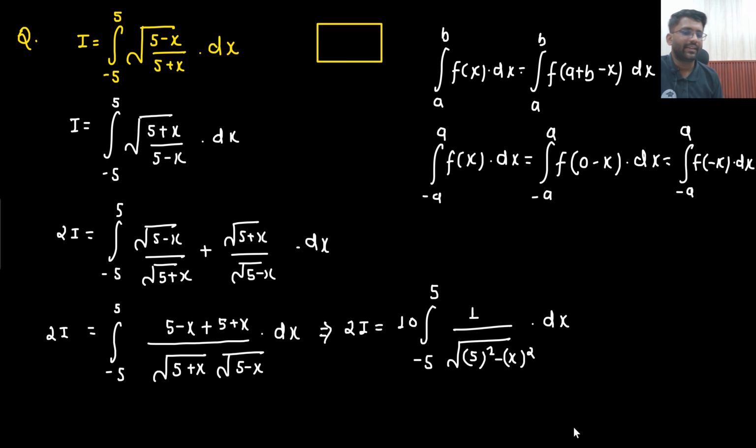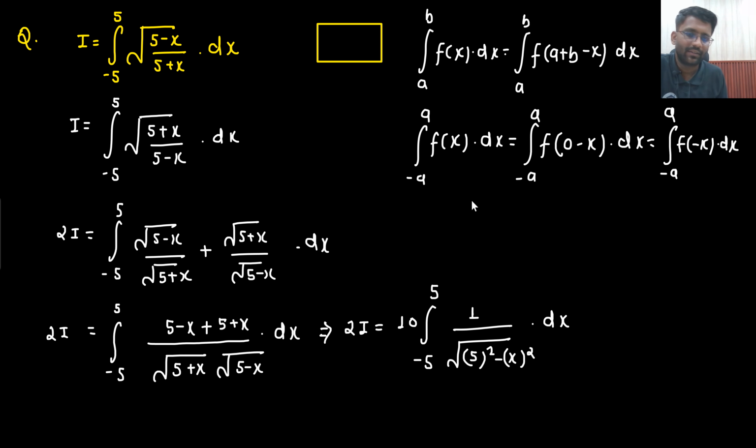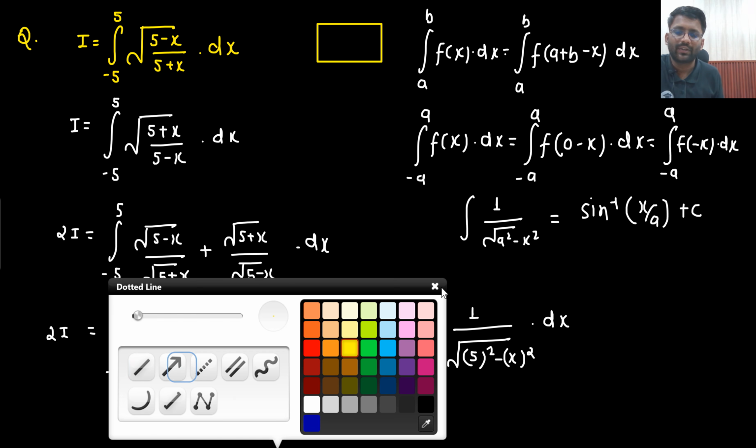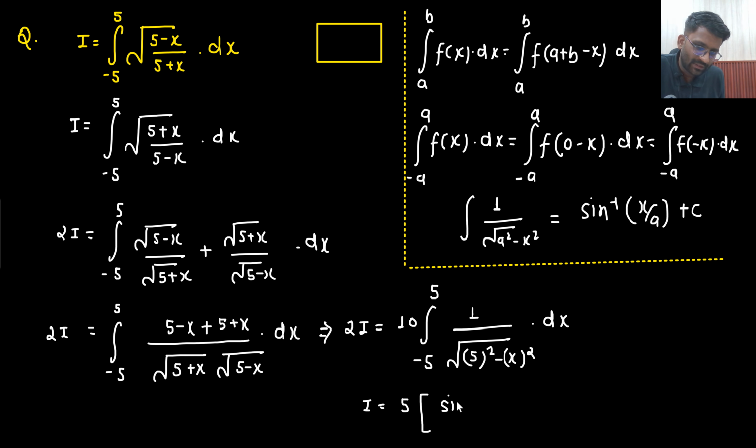Have we studied some formula like that? Absolutely, sir, we have surely studied some formula like that. What is that formula? The formula is 1 upon root of a square minus x square, that is nothing but sine inverse of x by a plus c. So this formula, sir, we have surely studied. So this 2 and this will get cancelled out, so this I is coming out to be 5, and then sine inverse of x by a, from minus 5 to 5.